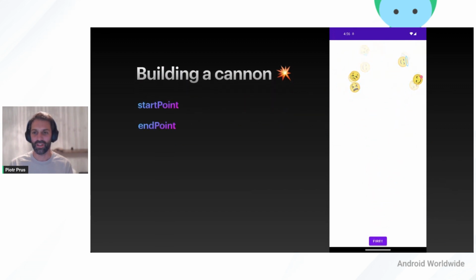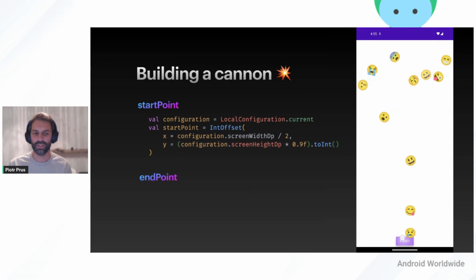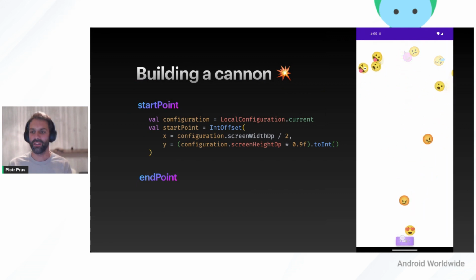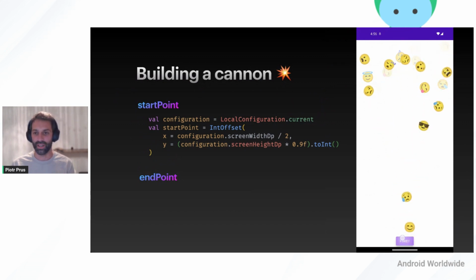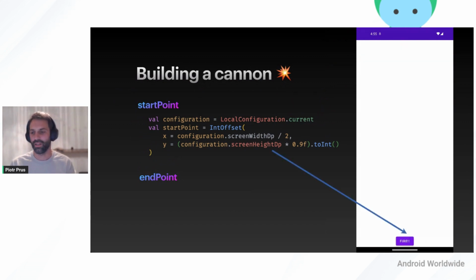Starting from the very basics, to make such an animation, we'll need a start point and an end point for each emoji. For the starting point, I'm using the local configuration current. My starting point is screen width divided by 2, and screen height times 90%. This is just a rough example. I didn't calculate exactly where the button is, but it is somewhere there, and it works. So every emoji is coming from one place, the same point, somewhere around the bottom.